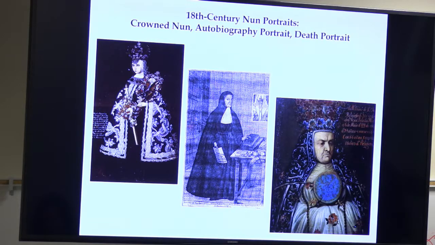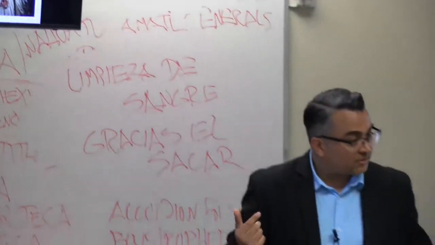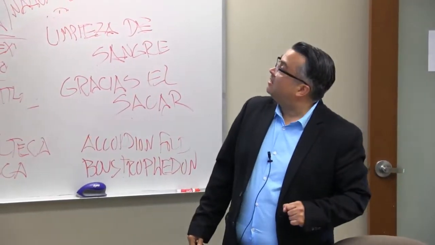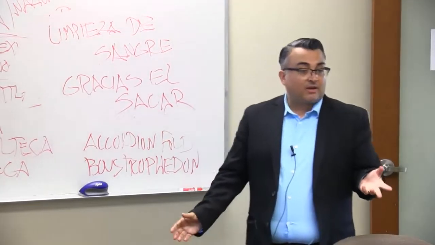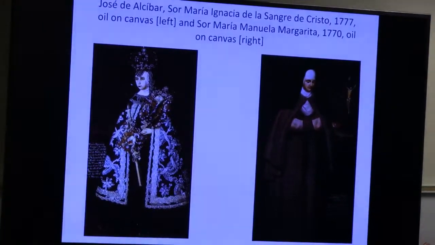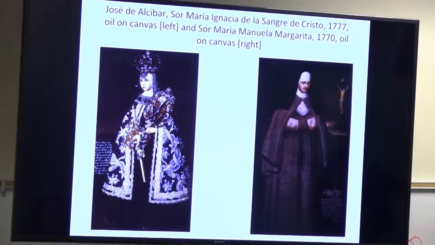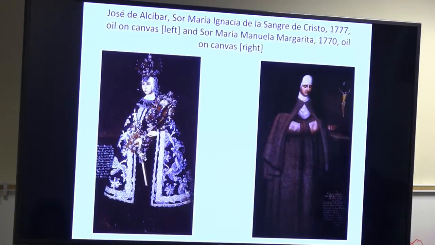So these are the main portrait types. When you think about these being the main types of portraits of nuns, and you think about Miguel Cabrera, he's doing something different. These are just two examples of the brides of Christ, since this is the most studied type of portrait. José de Alcíbar is one of the superstars of the late 18th century. That's the one I showed you a little while ago. The one on the right, also by him, he painted both of these.